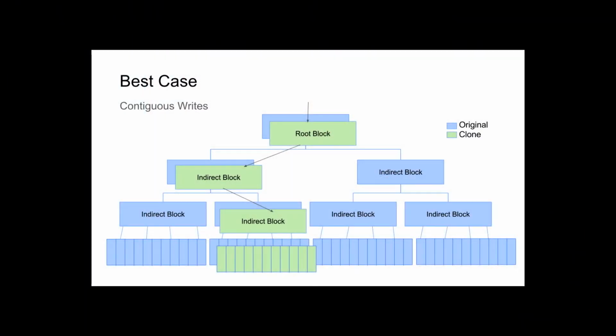So here's an example. The green are the blocks that pertain to the clone, and then the blue is the underlying data set. In some cases, this isn't too bad. One example is a contiguous write. Down in the bottom are the blocks written by the user, and these are all contiguous. They take up one contiguous chunk of memory, so not that many indirect blocks have to be modified and traversed to find things you want to delete.